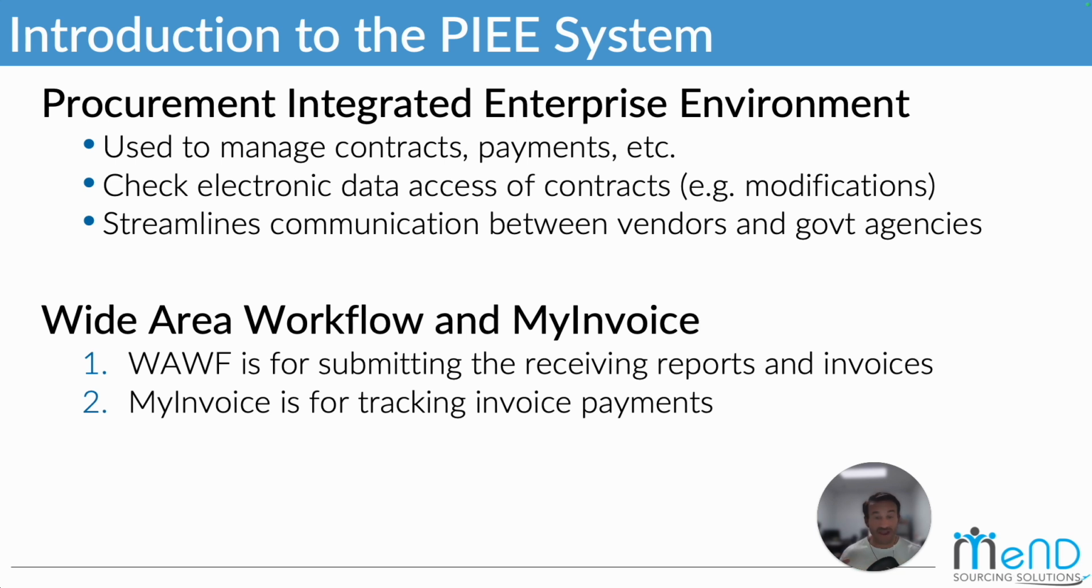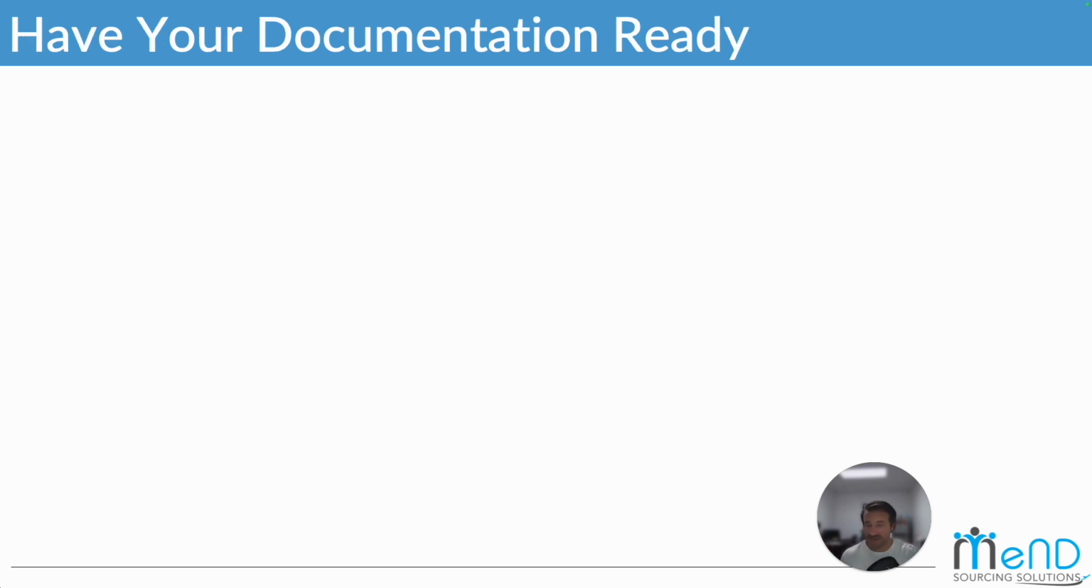You can see if there are any discrepancies about how many you shipped out, or when you are going to get paid, or did you get paid, and specifically what date. It's a wealth of information inside of My Invoice. So for this video, we're going to dive a little bit into, well, a lot into WAWF, but also into My Invoice. Now, before you dive into this, I just quickly want to go over what documentation you should have ready.